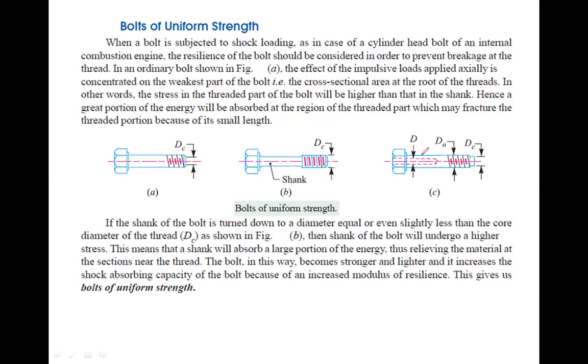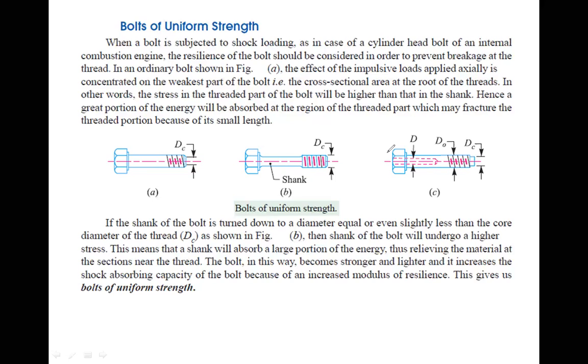Because of this hole, the strength of this part and the strength of our threaded part become equal, and because of that, the stresses are uniformly distributed, and the shank part and the threaded part will absorb the same amount of energy. So this relieves some stresses on the threaded part. In this way, we can increase the shock absorbing capacity of the bolt, and the modulus of resilience.